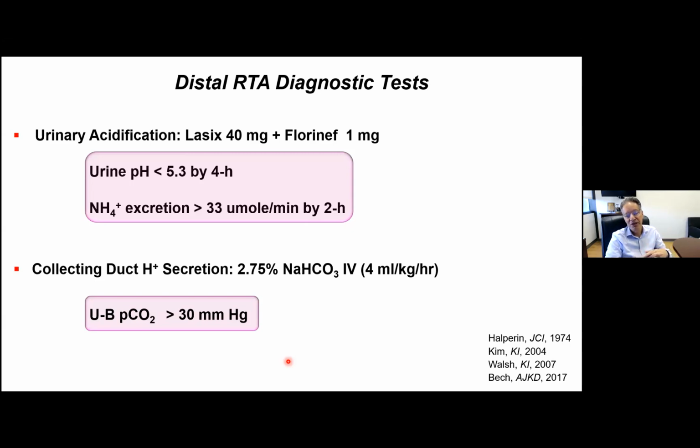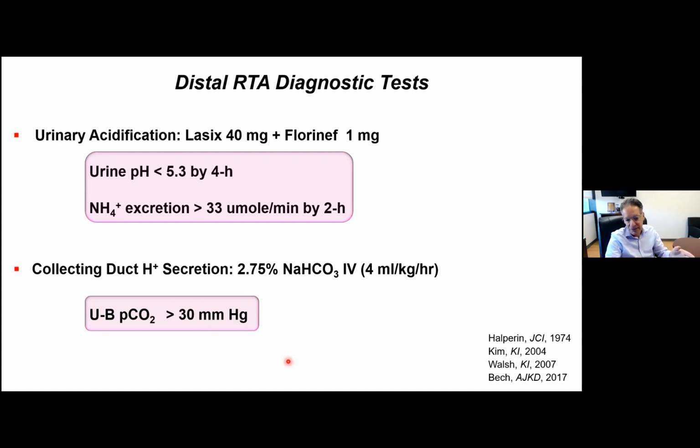And if you're measuring ammonia, the ammonia excretion should go up above 33 micromoles a minute, roughly, by the second hour. So if you see either of those things occurring, you have a problem with acidification of the collecting duct. Now, yes, it could be a problem with ammonia transfer if you have Rh protein problems, that kind of thing. But assuming the ammonia excretion is sensing the pH, in the absence of lowering the pH, the ammonia excretion will also be low for the reasons I talked about.